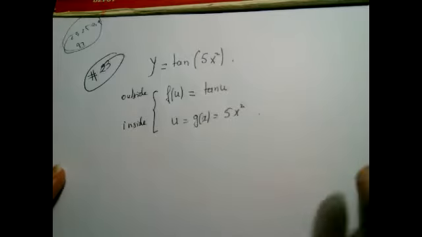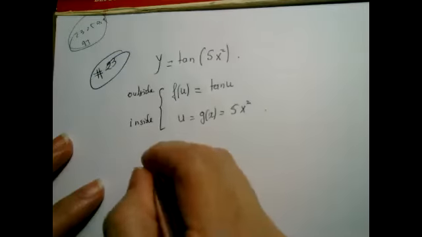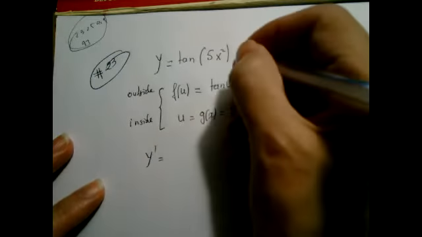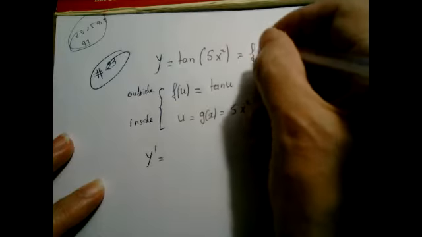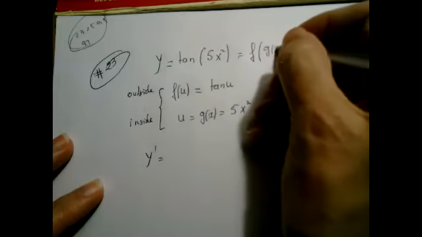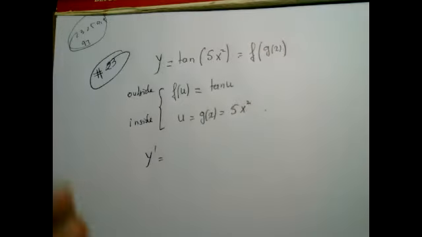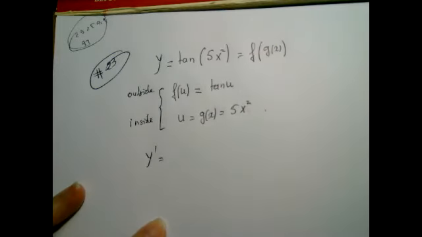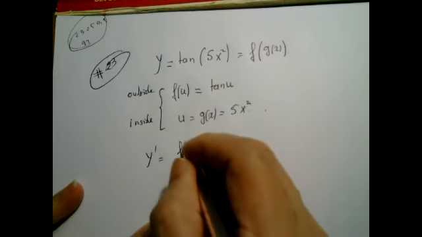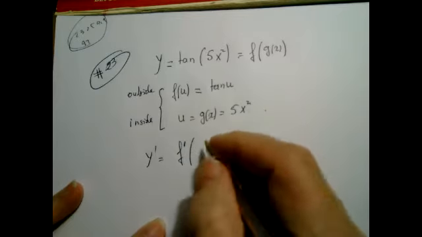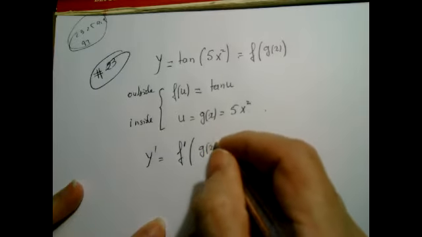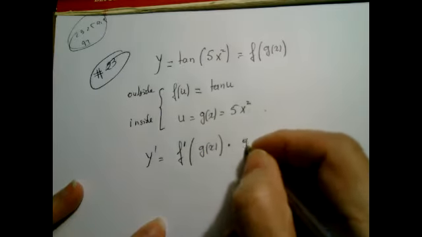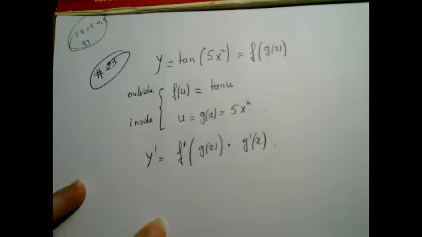So what is the derivative? What does the chain rule tell me? This function is actually a composition. It's f of g of x. That's really what my function is. So g of x is 5x squared, and then you take its tangent. So y prime is the derivative of the outside evaluated at the inside function, multiplied by the derivative of the inside.